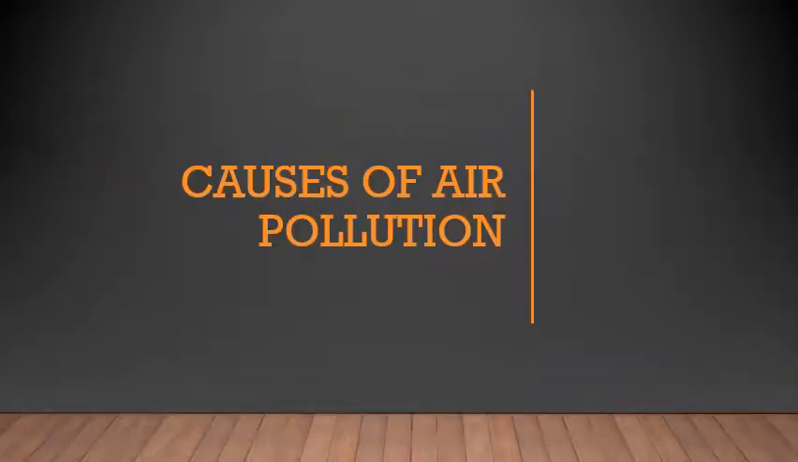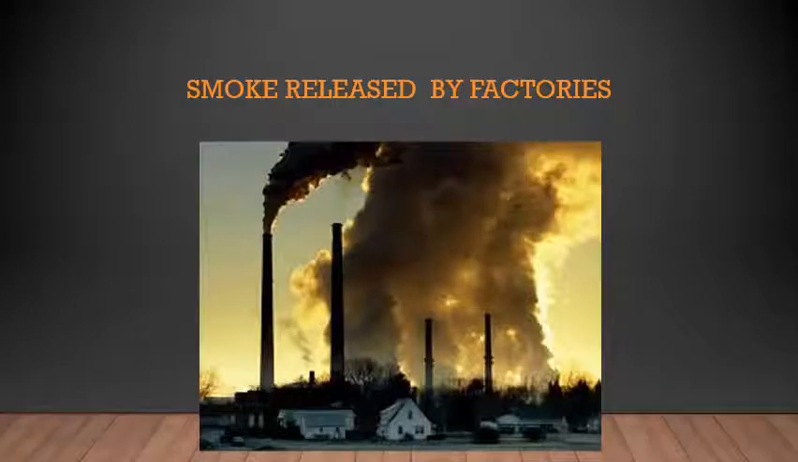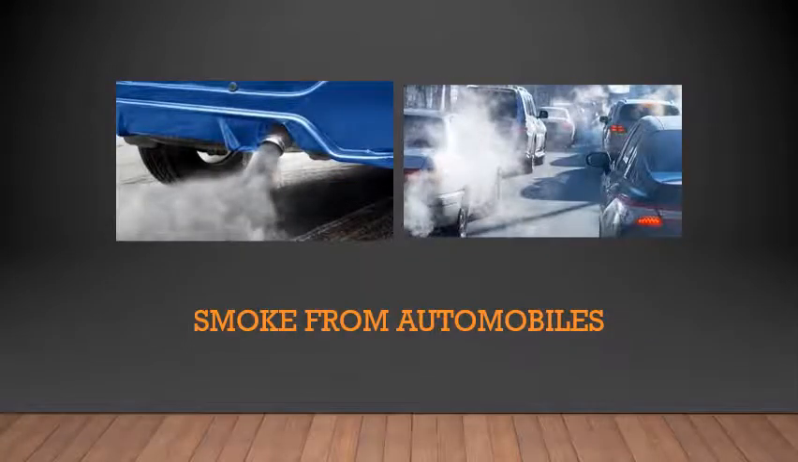Now, we'll see some of the different causes of air pollution. What are the different causes of air pollution? Smoke released by factories. Then smoke from automobiles. Both smokes have a lot of carbon dioxide and carbon monoxide content, and other chemical gases also, which are very harmful to living beings like us, animals, and plants. It is very, very harmful.